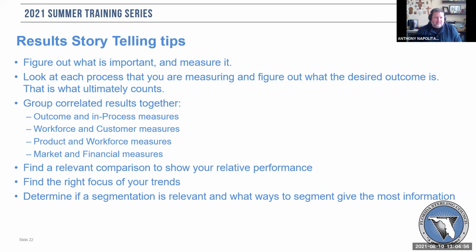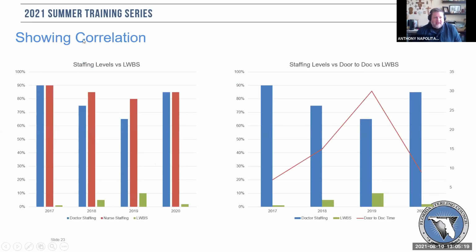Again, we talked about it. Find the right focus for your trends. What is the good information and what is noise? That doesn't mean skip things, but at the same time, if there are things at the ends that are not relevant or they're just noise, it's okay to figure a good way to take those out. And determine if a segmentation is relevant and what segments give the most information. Those are my tips.